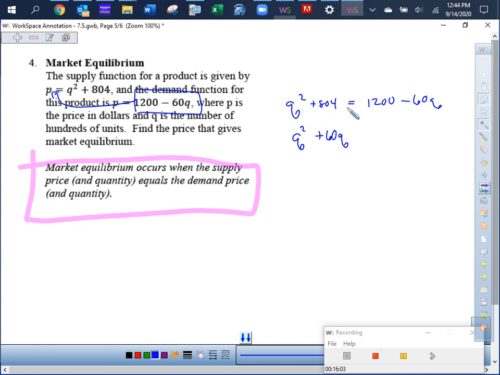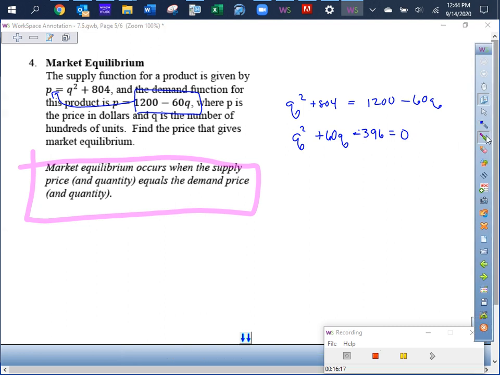And I need to do a little subtracting. Subtract 1200 over. Is that negative 396? Is that right? And that equals 0. So this is a quadratic equation where it's still got Q's and Q squared. You got choices to factor this. Even though A is 1, I really don't want to waste my day trying to find two numbers that multiply together to be negative 396 and add together to be 60. So I am totally going to use the quadratic formula.